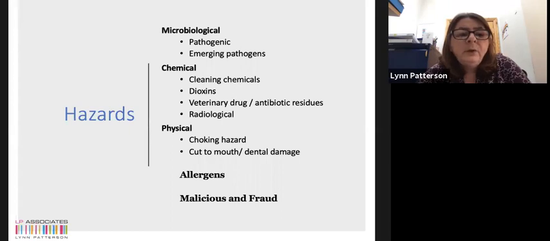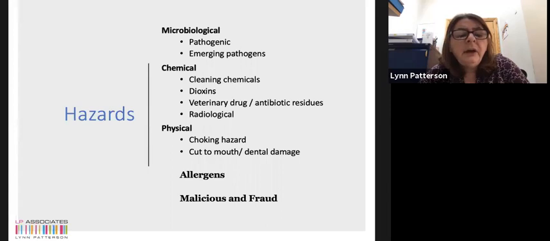Physical hazards, as I said before, cause choking hazards or cut your mouth or maybe cause dental damage. And then we've got our allergens. There are currently under EU legislation 14 allergens that we need to control. So we're thinking about whether those allergens are present in our raw materials, so naturally present, or whether we could potentially cause cross-contamination due to mishandling in our process.